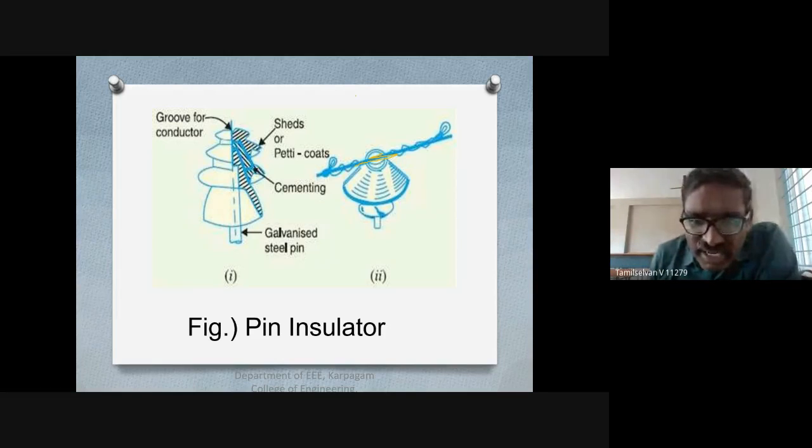So this is your conductor. That conductor will be placed in the groove. See here the groove, which is the groove for the conductor, and this disc side is going to be called the shed or petticoats.